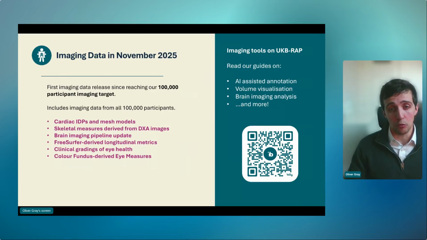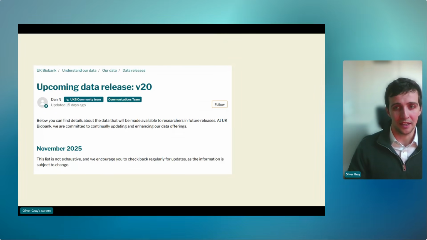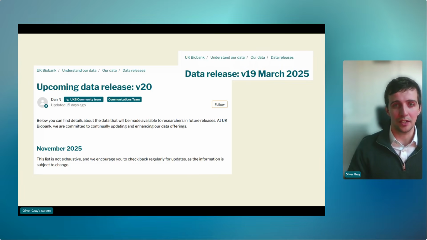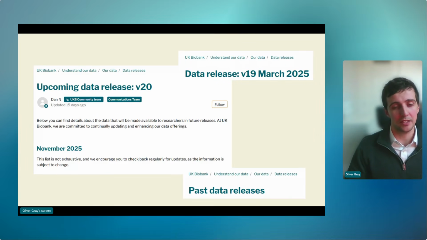In terms of reading more about these, you can read guides on tools, visualizations, and brain imaging analysis, and more on this QR code. And if you're wondering where you can get a list of these, we have articles on the Zendesk community describing the upcoming data release, and we do this for each and every release that we create. So we have one describing what we released in the version 19 release about six months ago, as well as past data releases prior to that.